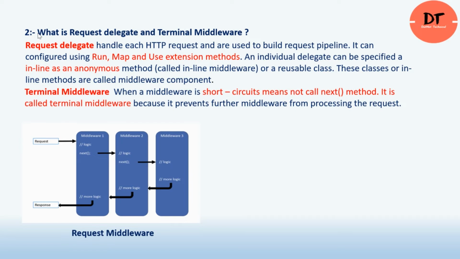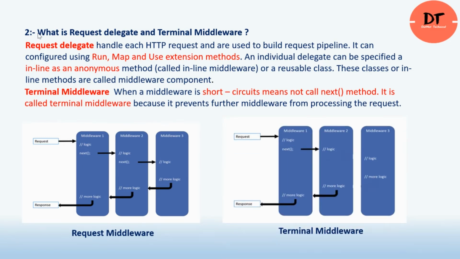Here is the block diagram of the request delegate. Here, the request is processed by one middleware, which calls the next method, and it is passed to middleware 2. Middleware 2 calls the next middleware, and it is also passed to middleware 3, and after that they return the response. Here is the block diagram of terminal middleware. There is a request for middleware 1, which calls the next method for middleware 2. But in middleware 2, we do not call the next method, so it is not passed to middleware 3. Then it returns from middleware 2 and returns the response.